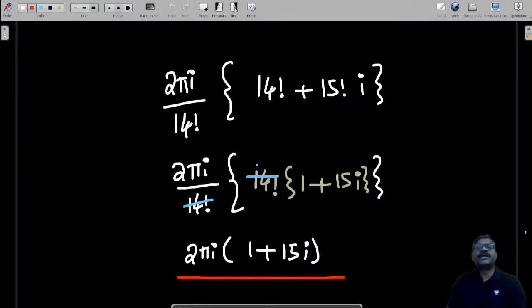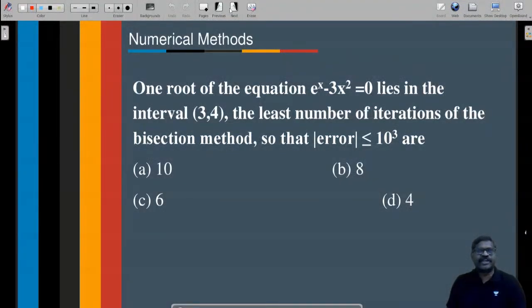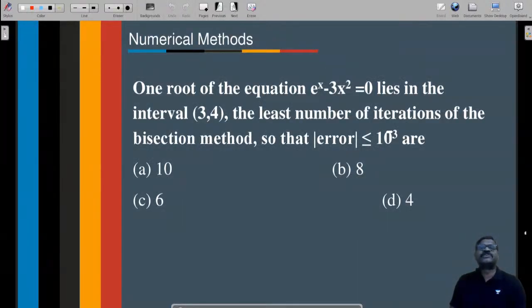One root of the equation e power x minus 3x square equal to 0 lies in the interval (3, 4). Find the least number of iterations of the bisection method so that the modulus of the error is less than or equal to 10 power minus 3. We have one formula. Lower limit of the interval is 3, upper limit of the interval is 4, and error of approximation is 10 power minus 3.